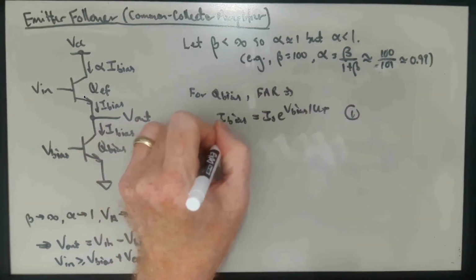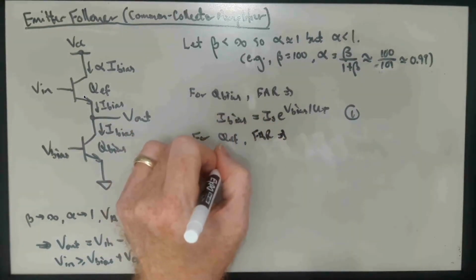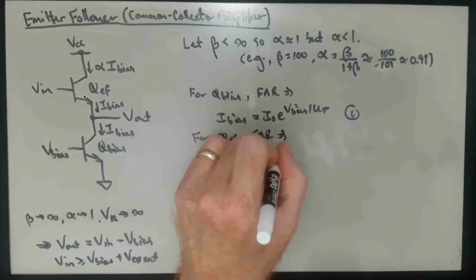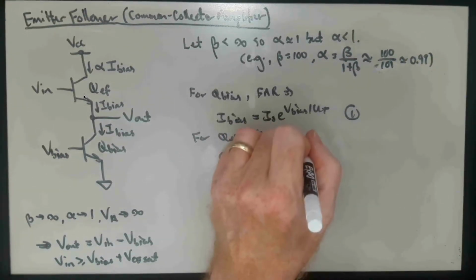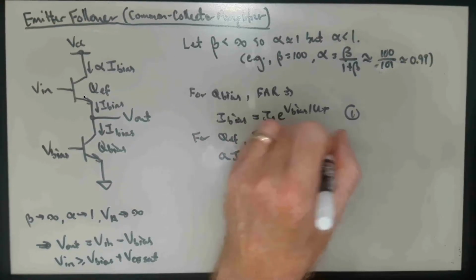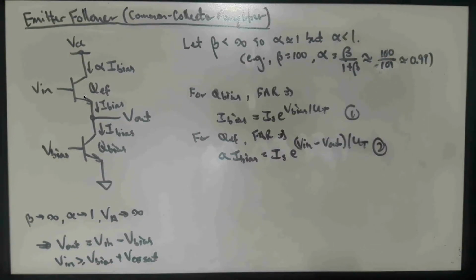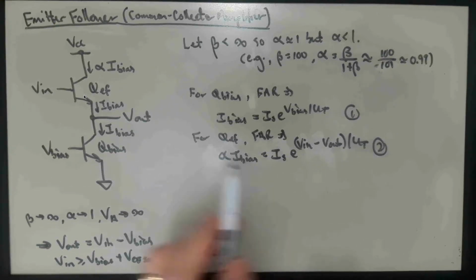Now for QEF, the forward active region model implied that alpha I bias is equal to IS e to the Vin minus Vout over UT. That's equation 2. And so the only difference here that we have is that now the collector current flowing in QEF is alpha times our I bias. And so we can still take the ratio.